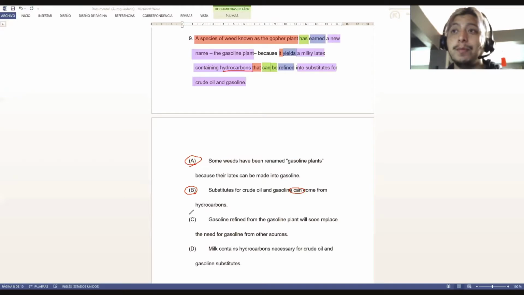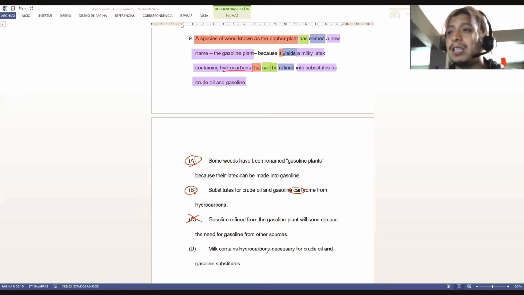Hopefully, but I don't think they say anything about this. They don't say anything about the amount. They don't say how much gasoline they are extracting from the gasoline plant. They are not saying how viable it is to replace crude oil completely and just make gasoline from the gasoline plant. They never really speak about that. They are only speaking about the discovery, not about how much or how viable something is.